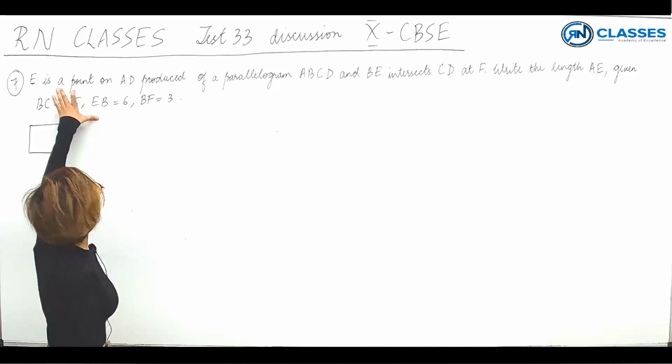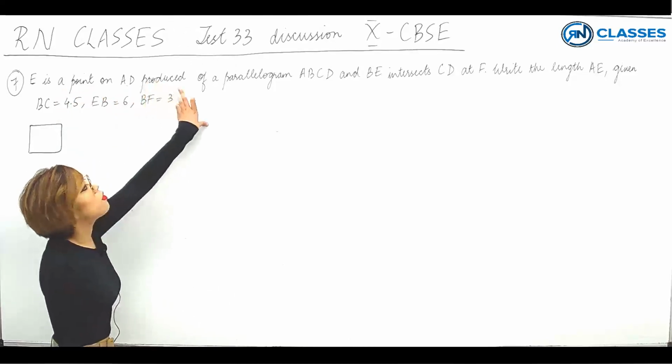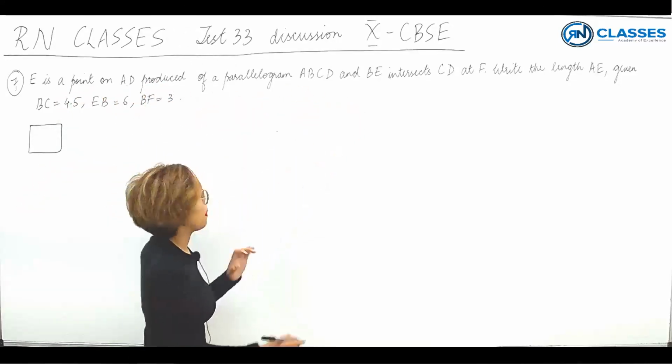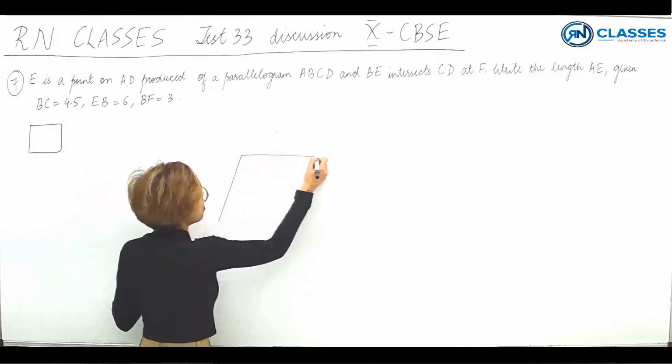Next one, E is a point on AD produced of a parallelogram ABCD. Right, so let me consider a parallelogram first.